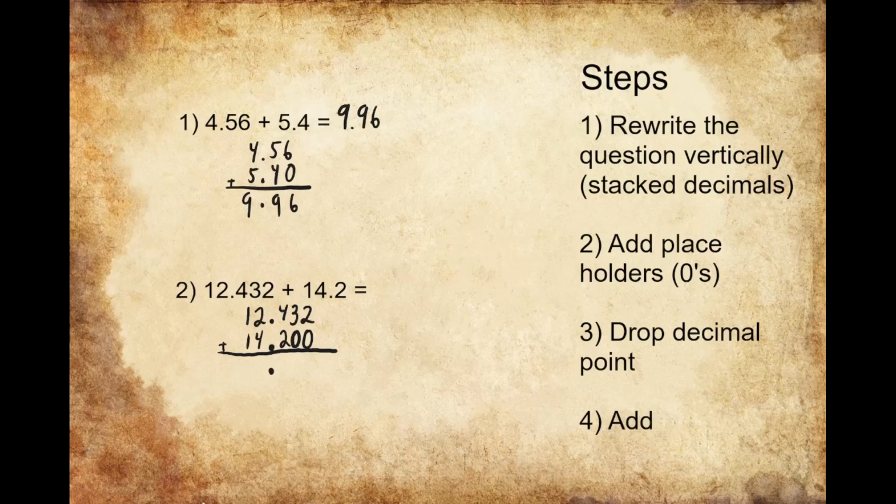So now for step number 4, we can just actually start adding here. We're going to start in our thousandths place. So 2 plus 0 gives us 2. 3 plus 0 gives us 3. 4 plus 2 gives us 6. 2 plus 4 gives us 6. And 1 plus 1 gives us 2. So 12 and 432 thousandths plus 14 and 2 tenths gives us 26 and 632 thousandths. So I hope this video has helped you to understand how to add decimals together.